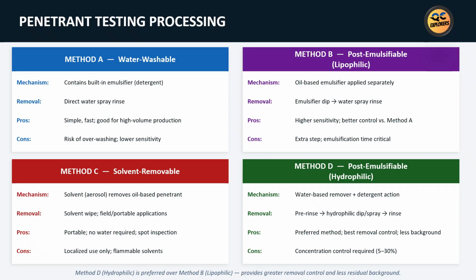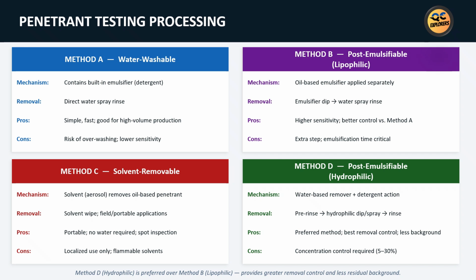Now, Method C, solvent removable. This method is commonly used for portable inspection and field applications. No water system is required. Very useful for localized weld inspection and maintenance work. But remember, solvent removable methods are usually limited to small inspection areas, and the solvents may also be flammable.